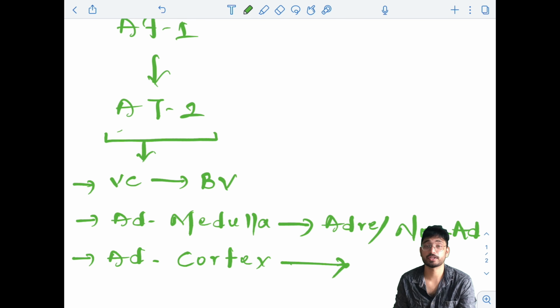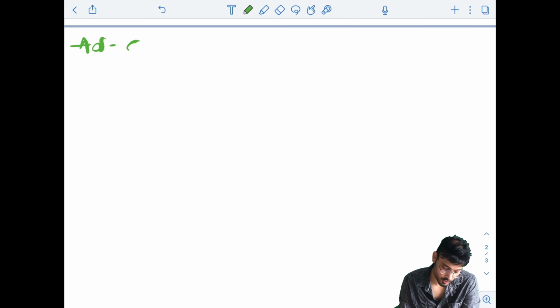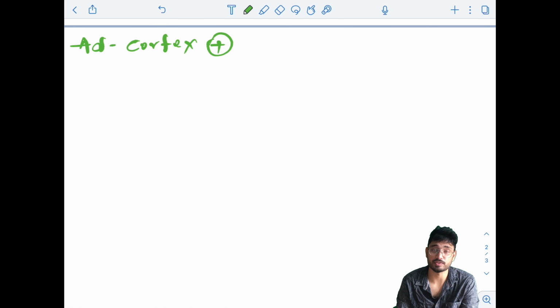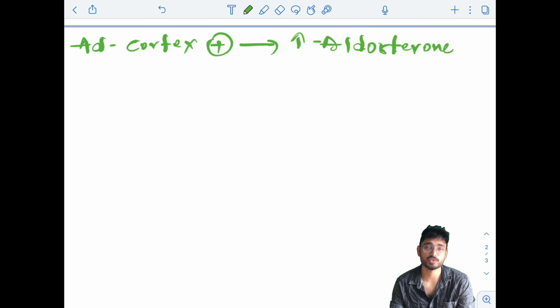Okay, adrenal cortex also. So what happens if the adrenal cortex is also activated? It will cause the release of aldosterone. What does this aldosterone do? Everybody has to know what aldosterone does, right?